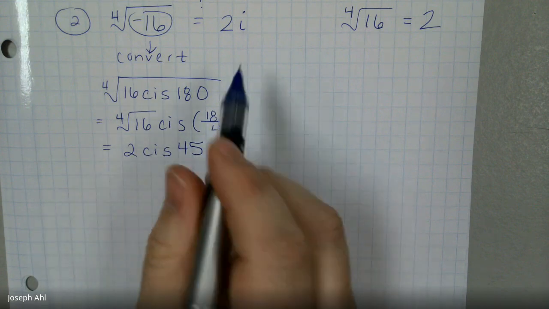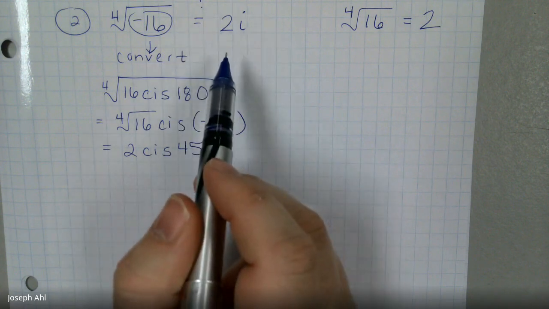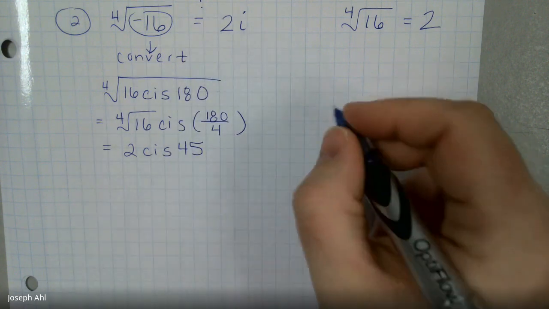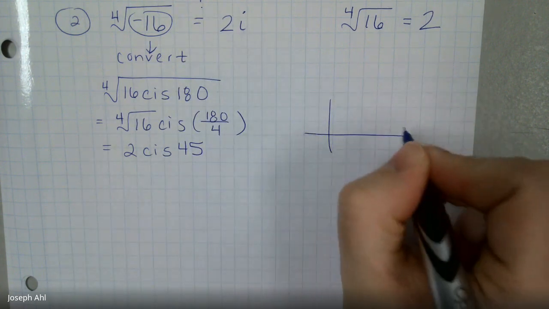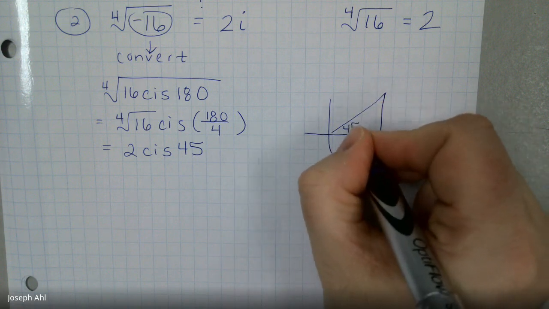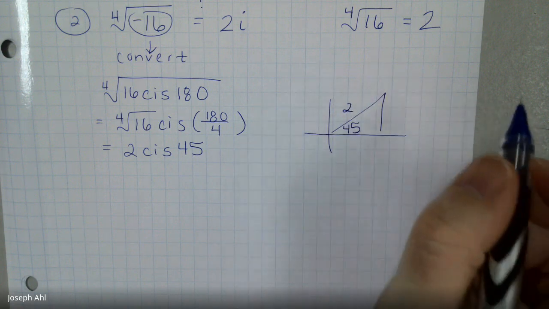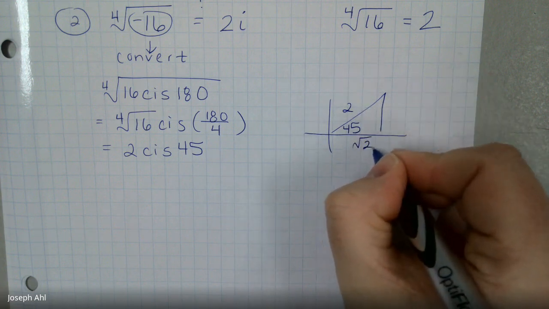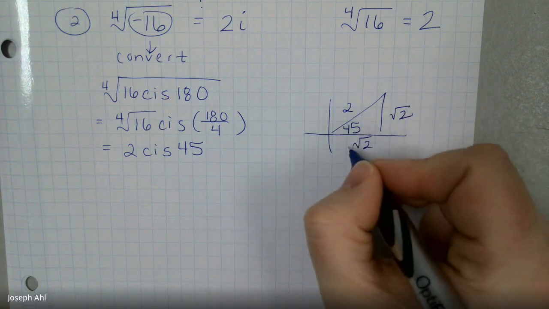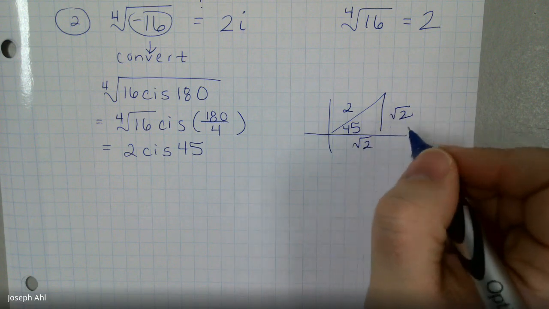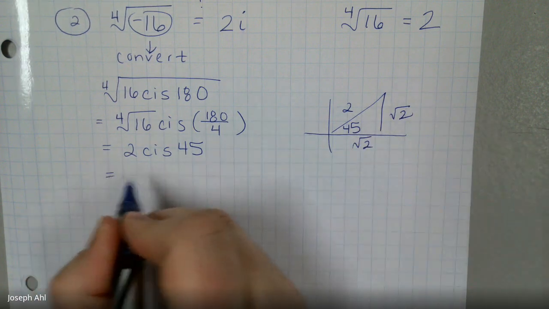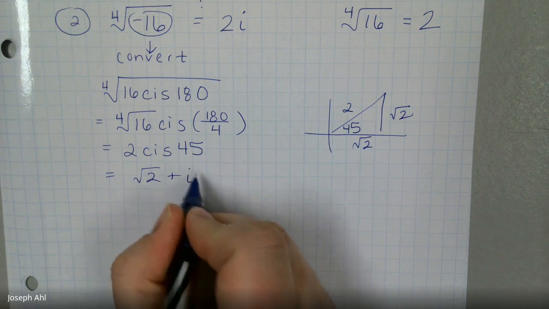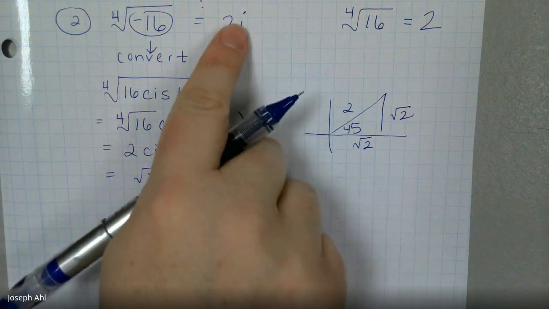So is 2 cis 45 the same as 2i? It's not looking like it, but let's draw the picture just to make sure. If I draw the triangle, here's the angle of 45 degrees. 2 is on the hypotenuse. This is that weird pattern where there's no radical 2 here, so that means there's radical 2 on the legs. And the number out front would be 1 radical 2 each. So this would become radical 2 plus i radical 2, which is definitely not 2i.